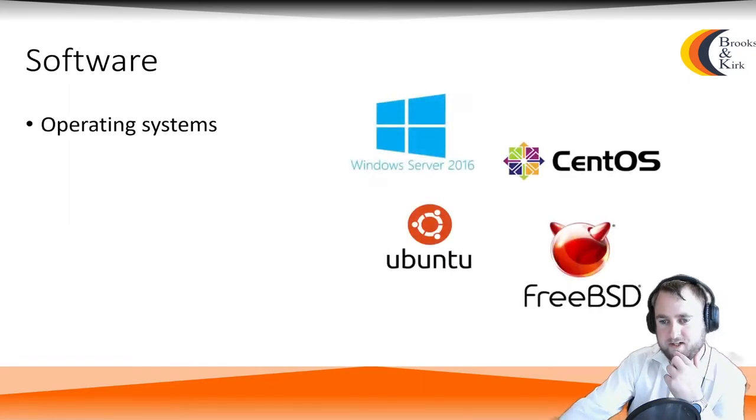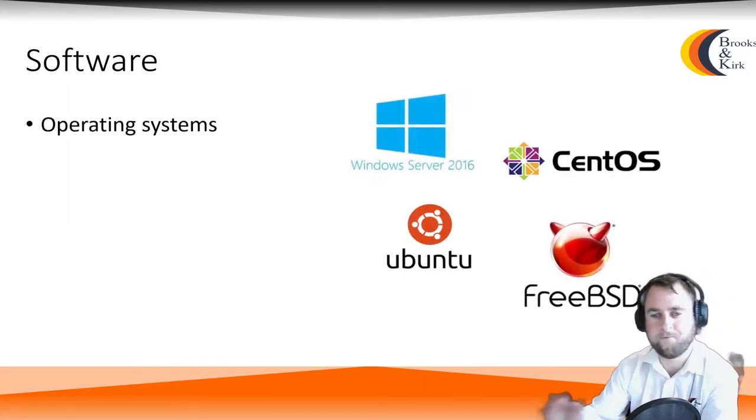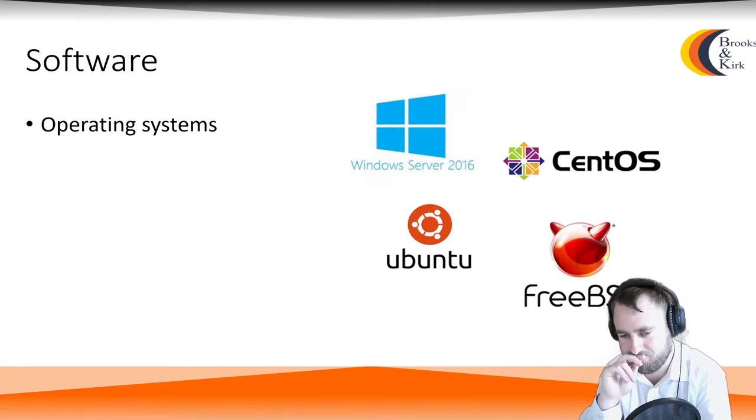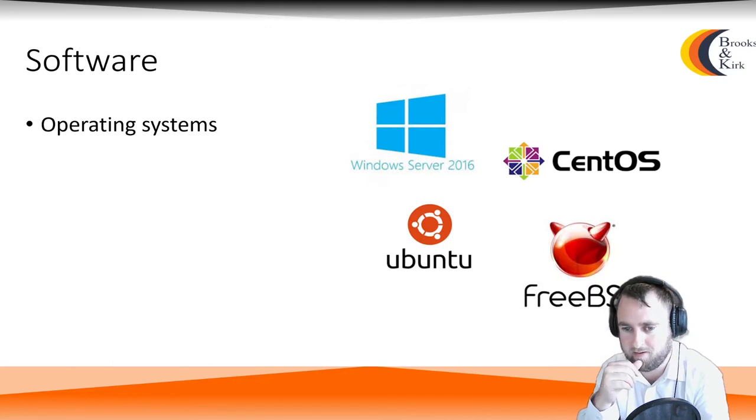So, operating systems, what do they do? They allow you to install software, run your PC. It just allows you to do pretty much everything you do on the PC. That's as far as I'm aware. Yeah, so we've got Windows there, the one that most people are familiar with. Ubuntu, and web type operating systems tend to be run from the command line only lots of the time.